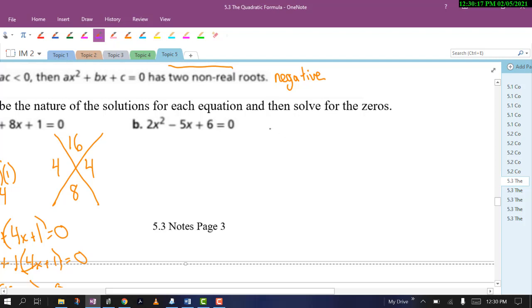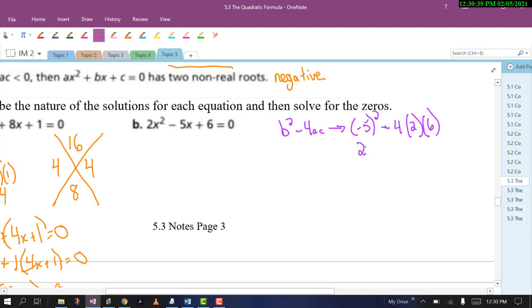So first, let's look at our b squared minus 4ac. Find our discriminant and tell us about the types of answers. So b squared, negative 5 squared, in parentheses, minus 4 times a times c. Notice again, there's no square root with that. We're not looking at the square root. We're just looking at that radicand inside of it. So we get negative 48 or minus 48. So we have negative 23 as our discriminant.